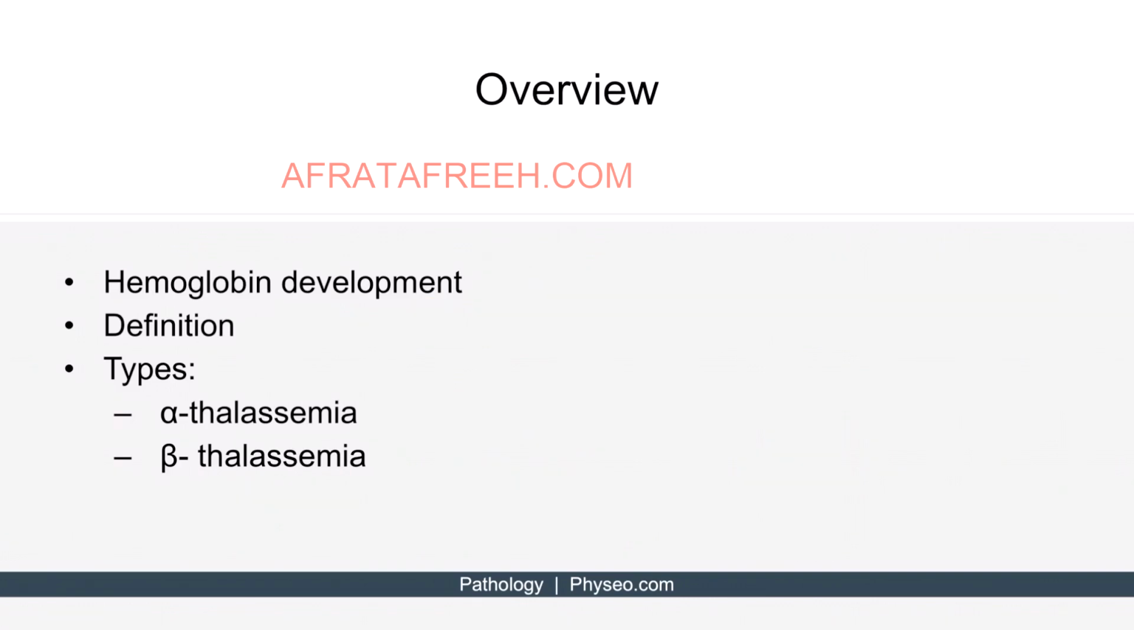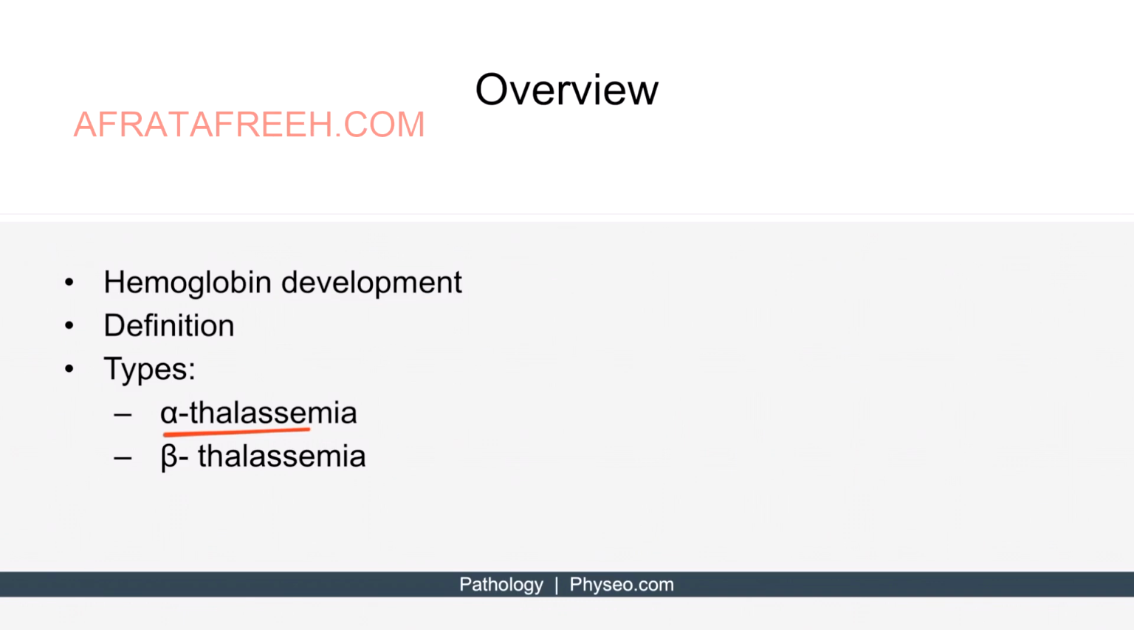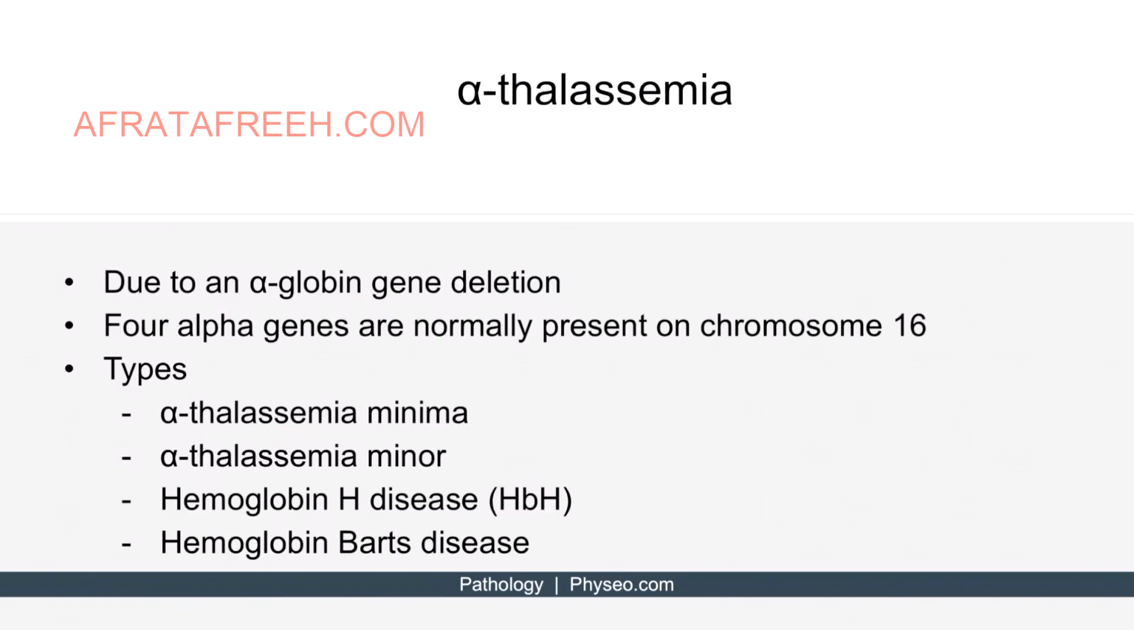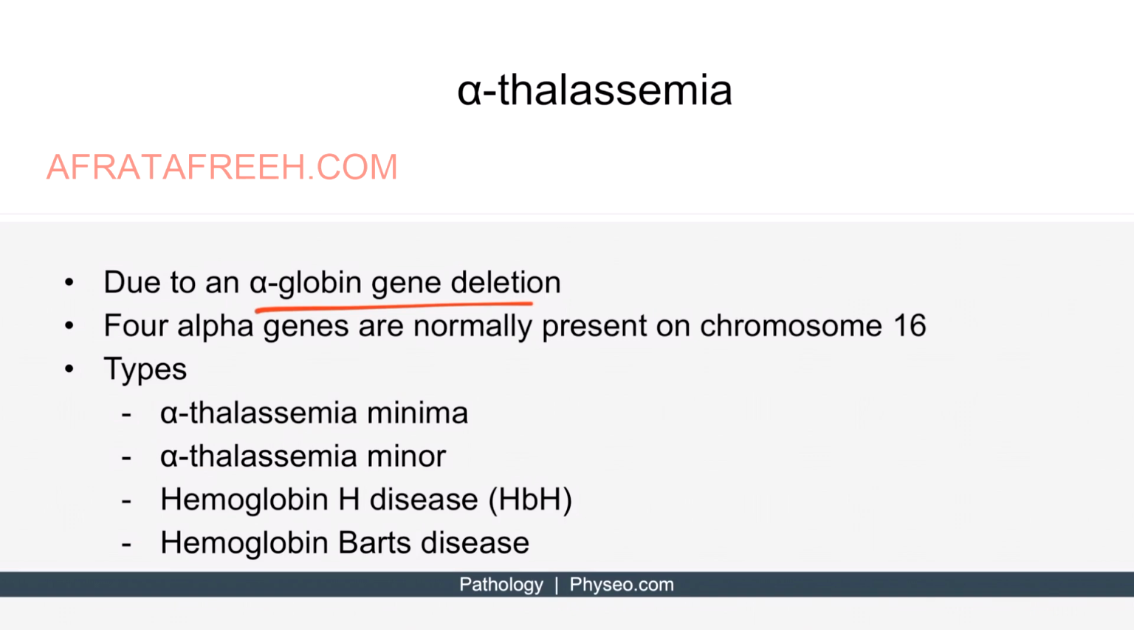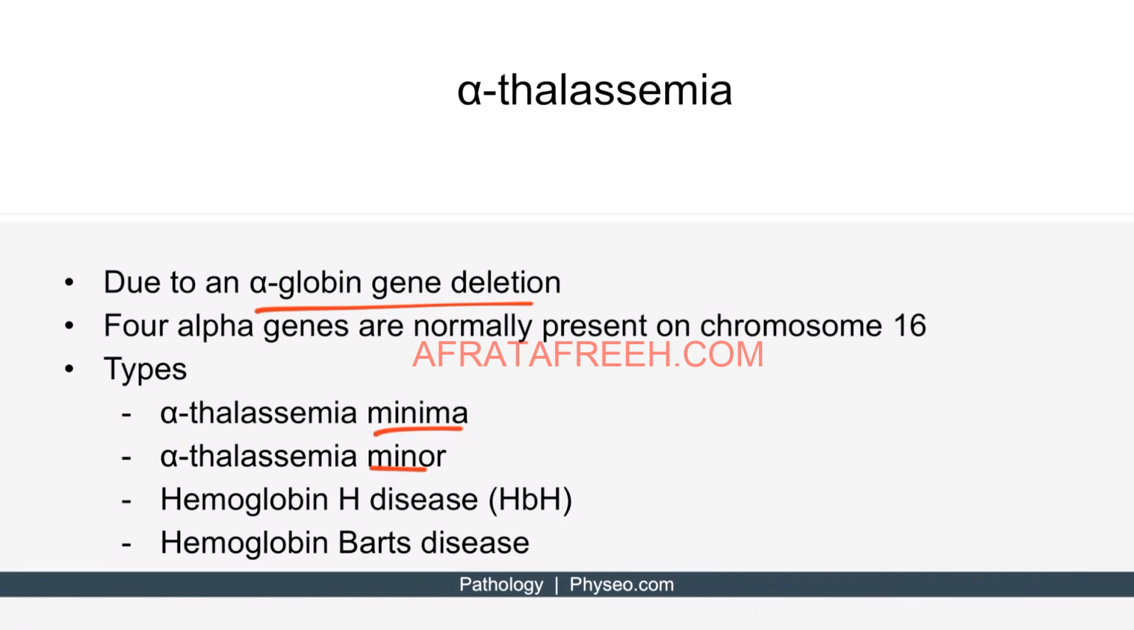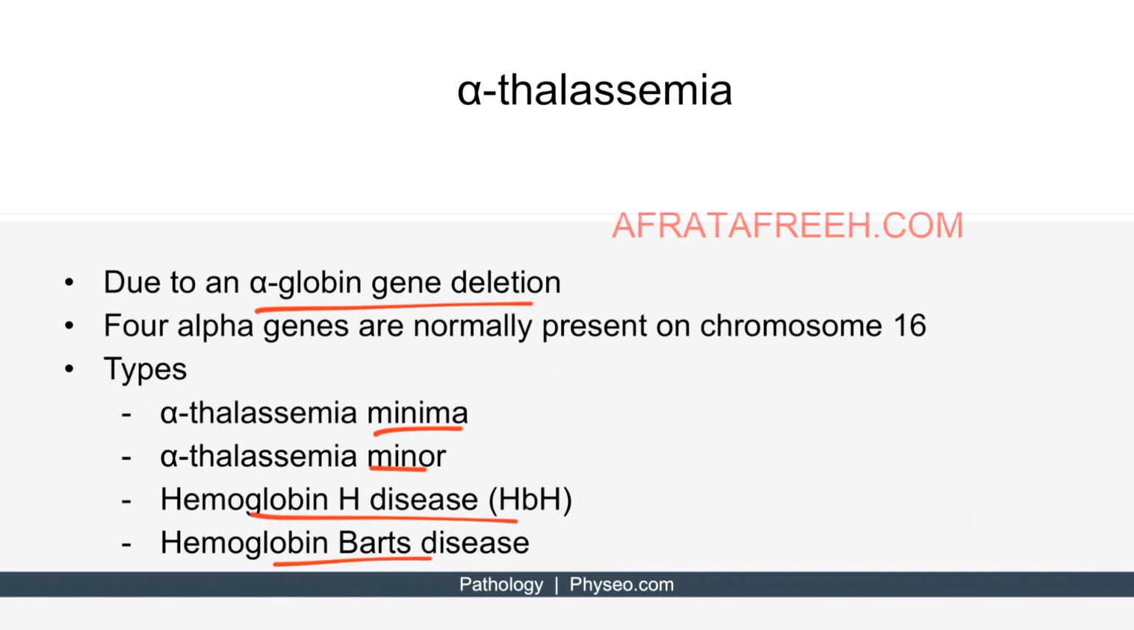Let's begin by discussing alpha thalassemia. Alpha thalassemia is caused by an alpha globin gene deletion. There are normally 4 alpha genes present on chromosome 16, and the number of deleted genes determines the type and severity of alpha thalassemia. There are 4 types: alpha thalassemia minima, alpha thalassemia minor, hemoglobin H disease, and hemoglobin Bart's disease. Let's discuss alpha thalassemia minima first.